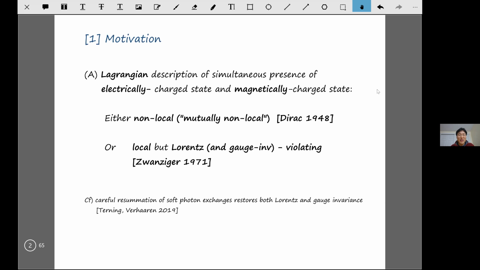What are we talking about, right? But in one recent paper by John Terning and Chris Verhaaren, they managed to demonstrate that if you treat soft photon exchanges carefully, you can still restore manifest Lorentz and gauge invariance. But anyway, my point here is that the Lagrangian description seems to be pretty challenging.